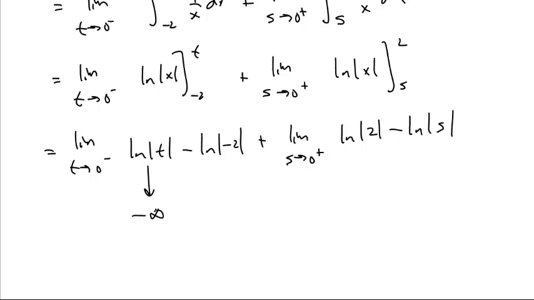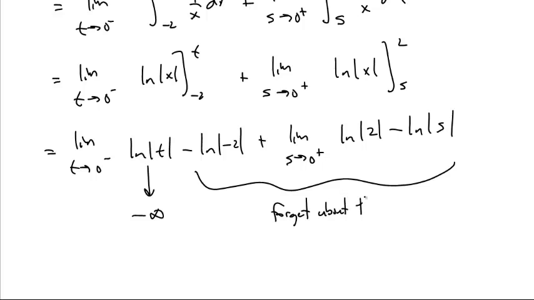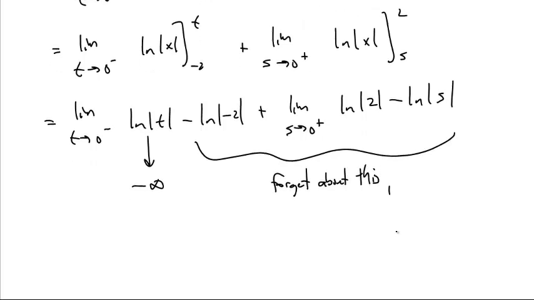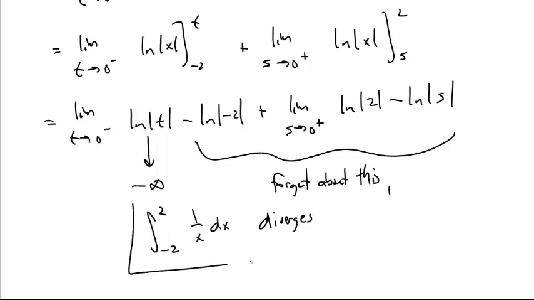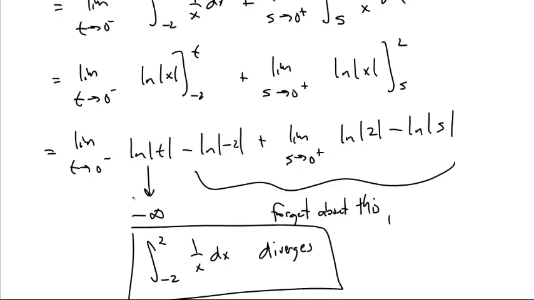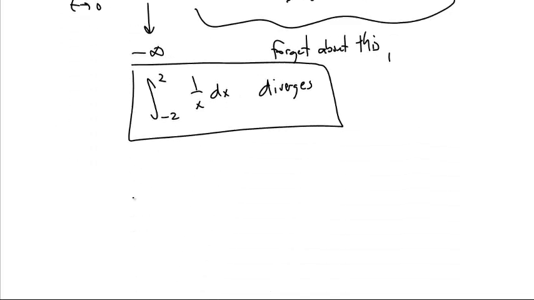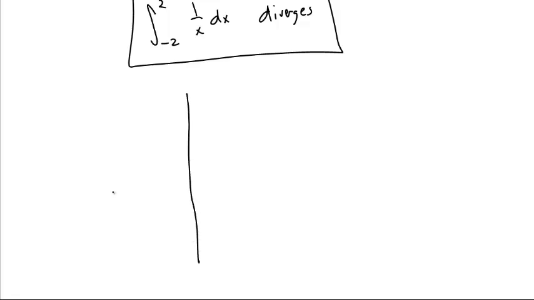That alone says, forget about this. The integral from -2 to 2 of 1 over x dx diverges. If any one of your limits goes to infinity or is undefined, the whole thing fails. You can't have things cancel out, which is a little bit unfortunate in this case, because if you look at the graph, we have 2 and -2.